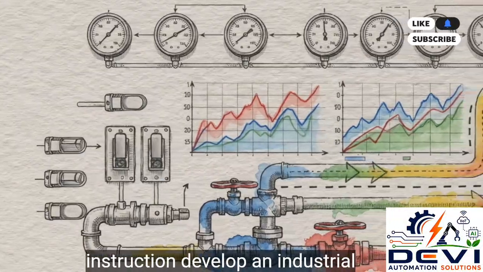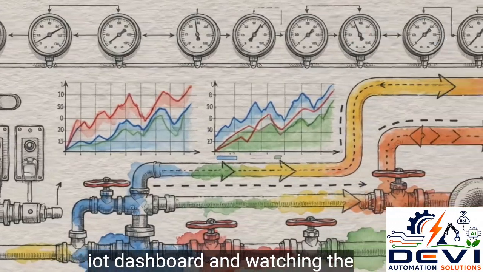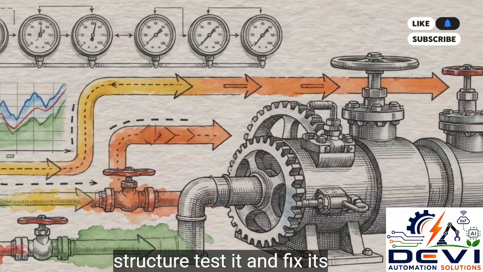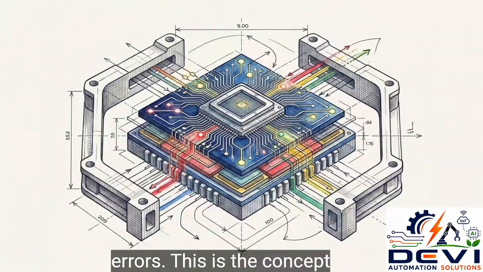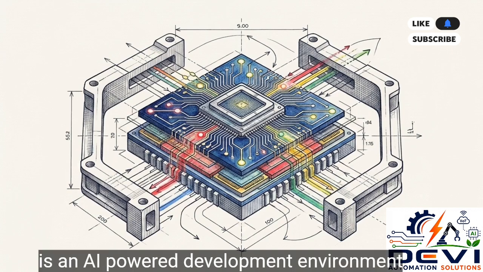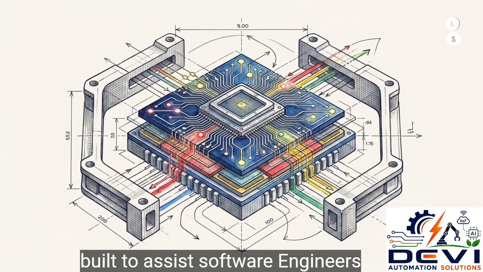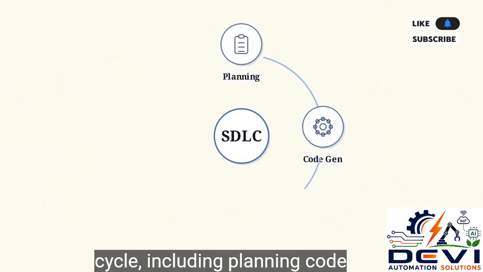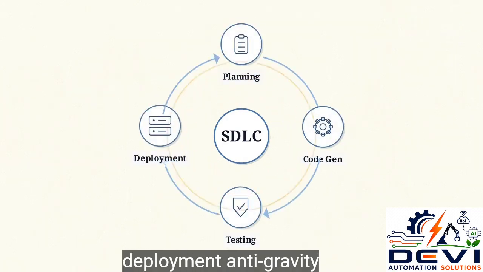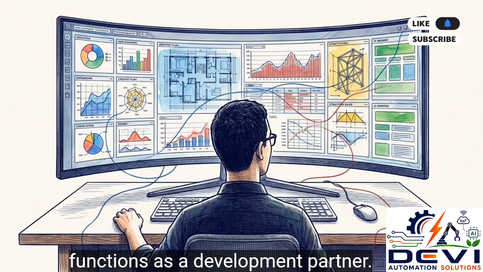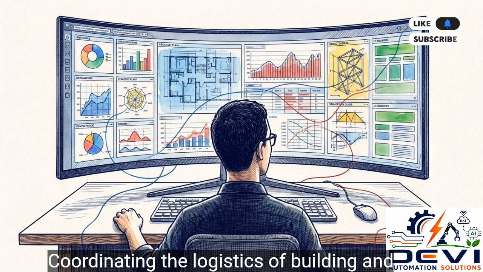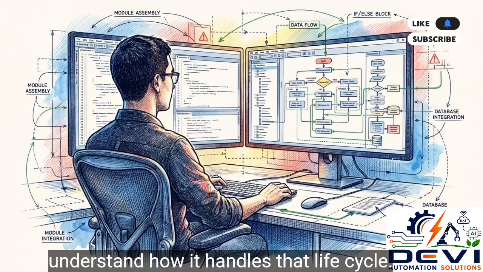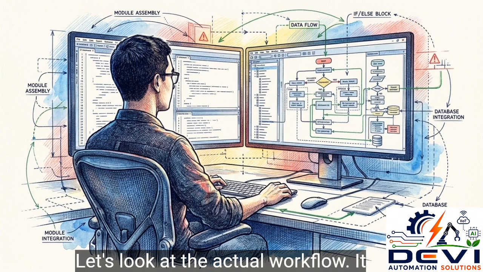Imagine giving a simple instruction: develop an industrial IoT dashboard, and watching the system generate the entire application structure, test it, and fix its errors. This is the concept behind Google Antigravity. It is an AI-powered development environment built to assist software engineers throughout the entire software development lifecycle, including planning, code generation, testing, and deployment. Antigravity functions as a development partner, coordinating the logistics of building and managing an application from a single, unified interface. To understand how it handles that lifecycle, let's look at the actual workflow.